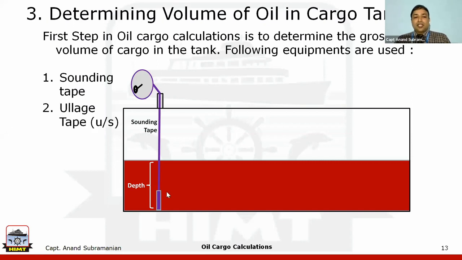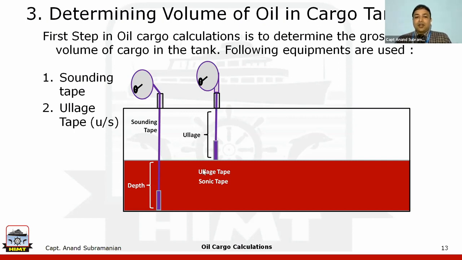Next is called ullage tape. Now with the sounding tape, the problem is that we are going to put the whole tape inside. Again, when we pull up the tape, a lot of oil sticking onto the tape will come onto this roll. So we are not interested in finding out the depth of the oil. What we'll find out is how much of the empty space is there on top. That empty space is called ullage. So this tape is called ullage tape.